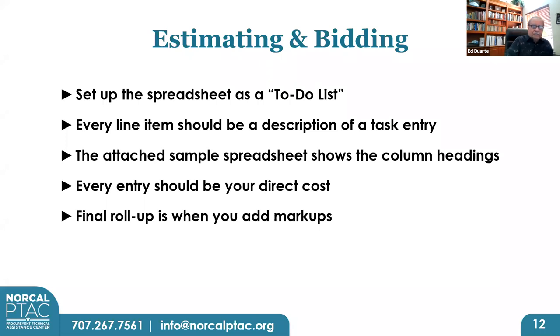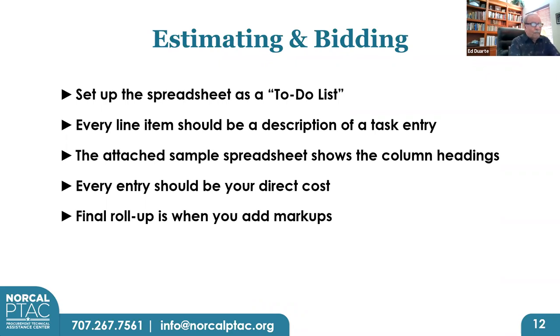Well, I shouldn't say endless. It has to be finite if you're going to put a value to it. So if you set up your spreadsheet as a to-do list, you're not going to miss anything. The things that you can't cover are going to be the what-ifs, the contingency, which again, I'll talk about that. And the sample spreadsheet that I'm going to show you a little later gives the column headings that address all of the cost factors for those work categories.